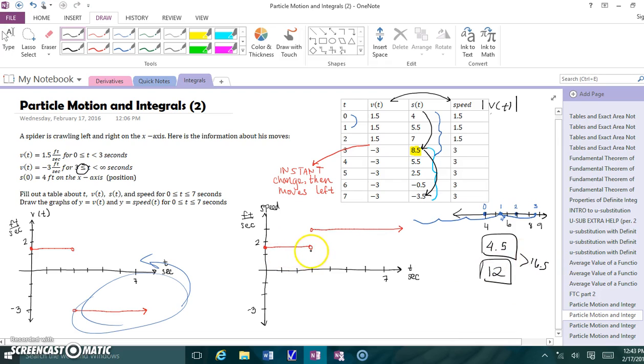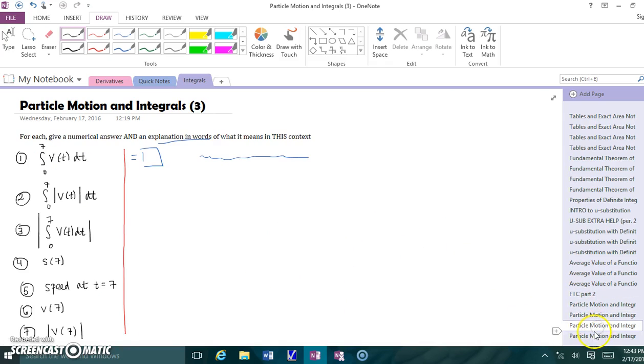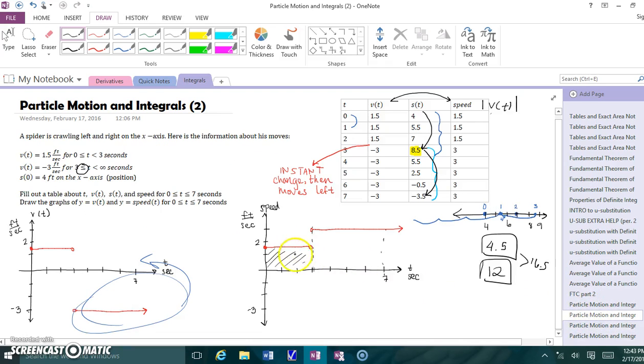Another way of looking at it is if you take the area under the curve, good old area under the curve here, the integral of speed, which is basically what this says right here, the integral of speed is 4, and then this area is 12. Nope, this is 4.5, sorry. And that's 12. And when you add those together, you get 16.5. So you can think of it numerically and also graphically. Remember, seconds times feet per second is just feet.